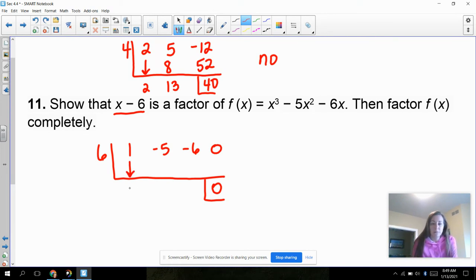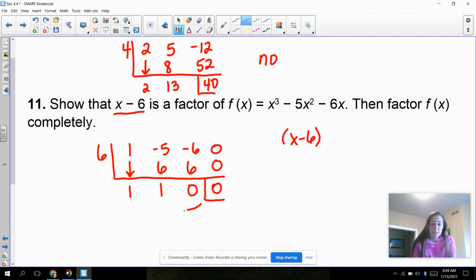Take out the 1, multiply, add, multiply, add, multiply, add. Okay, so I know I did it right because I did get a remainder of 0, as I should. Now I know that x minus 6 is one of my factors when I'm factoring this polynomial.